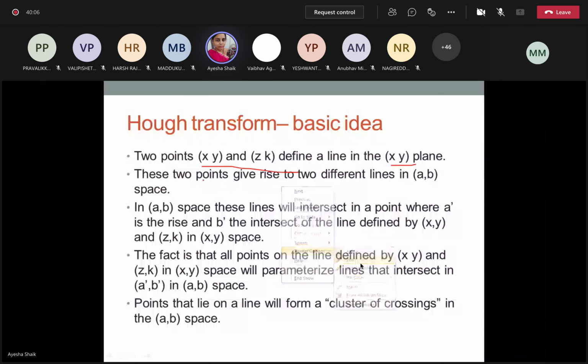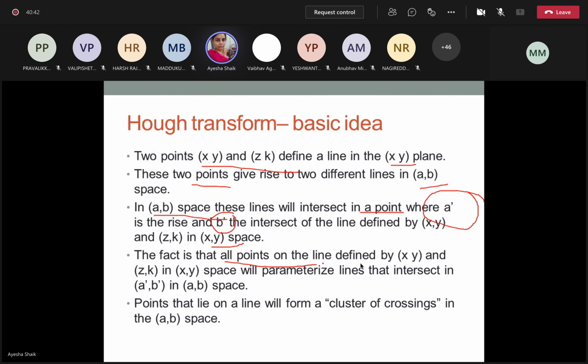Now if we take 2 points which define a line in the xy plane, these 2 points will give rise to 2 different lines in AB space. In AB space, these lines will intersect at a point A prime, B prime, which is the intersection of the lines defined by the points x, y and z, k in xy space. So A prime will be the slope and B prime will be the intercept.